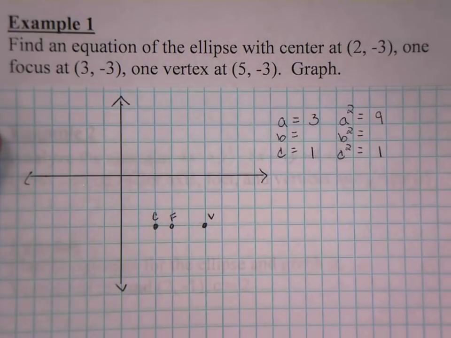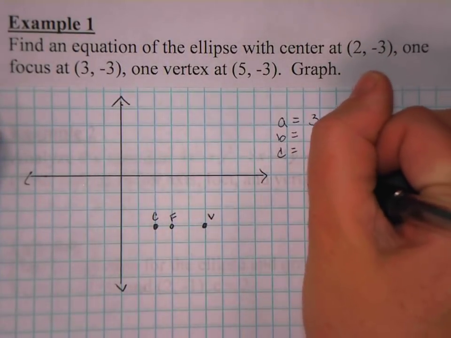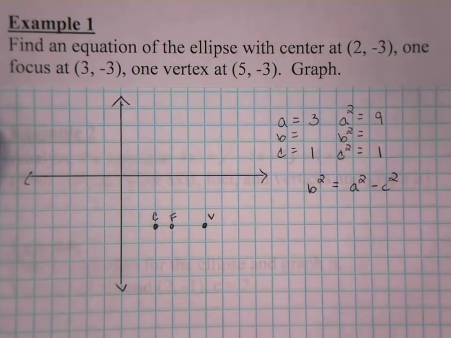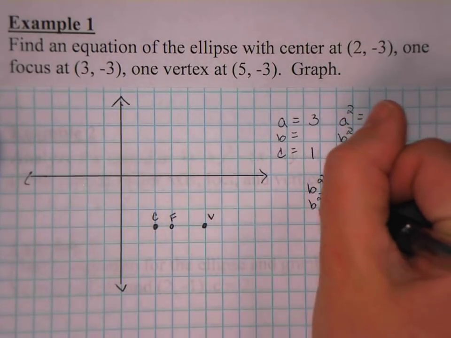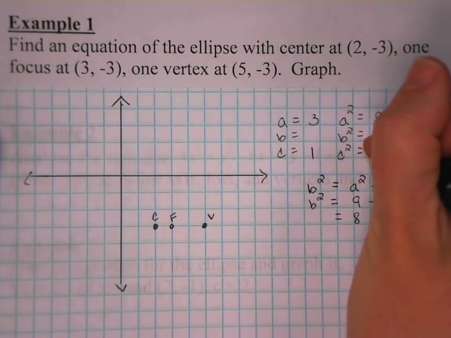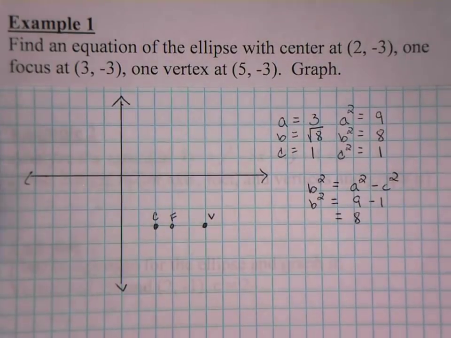We can right now go find B squared. That's B squared equals A squared minus C squared. So B squared equals 9 minus 1, which would be 8. I fill that in, meaning B is the square root of 8.